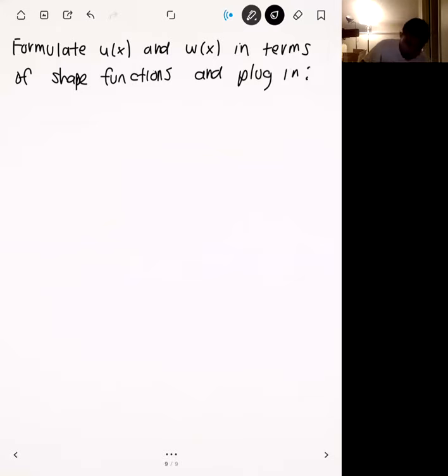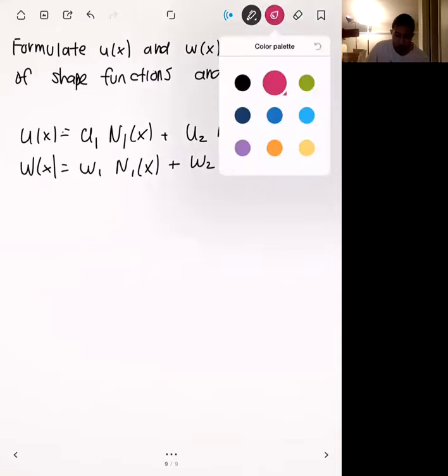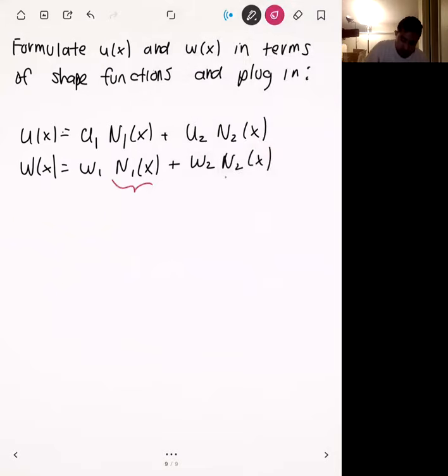And so, we'll probably have a situation where we have u of x is equal to u1 N1 of x plus u2 N2 of x, okay? And w of x is equal to w1 N1 of x plus w2 N2 of x, okay? Where the key component here is now these N functions, okay? And these are our shape functions, okay?